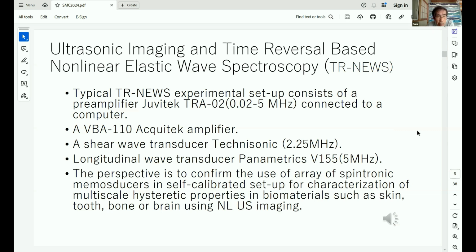Typical TR news experimental setup consists of a preamplifier connected to a computer, and amplifier VBA 110, a shear wave transducer technique sonics, and longitudinal wave transducers parametrics. And the perspective is to confirm the use of array of spintronics memotucers in self-calibrated setup for characterization of multiscale hysteretic properties in biomaterials such as skin, tooth, bone, or brain using nonlinear ultrasonic imaging.